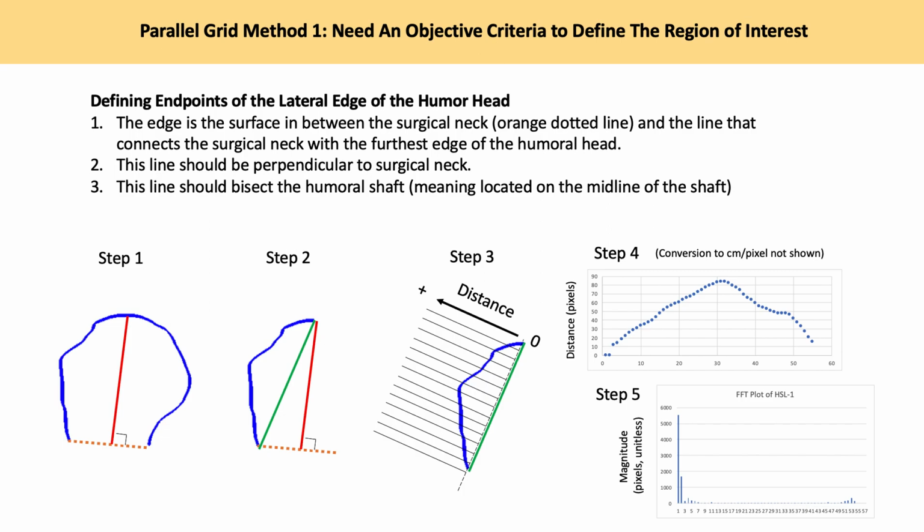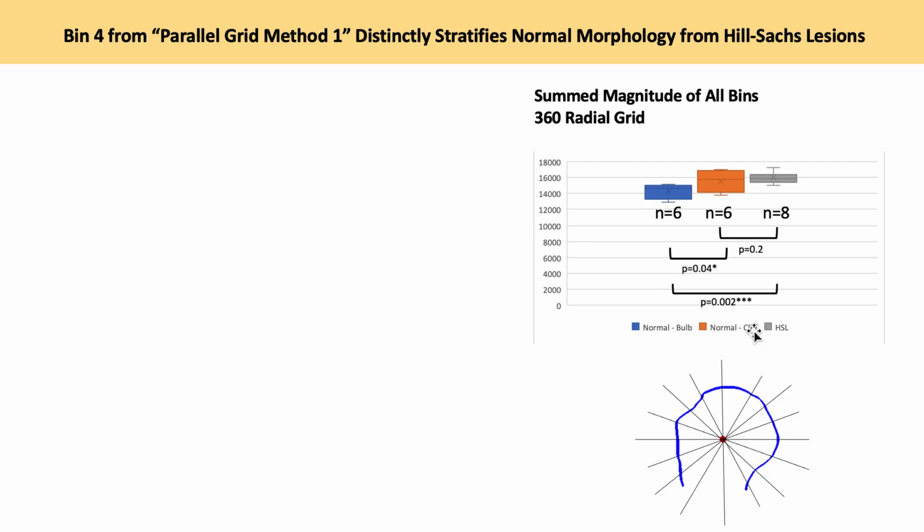Once we did this, we got very interesting results. First, let me remind you that previously, with the radial grid system, we had a very poor separation between the normal cliff morphology and Hill-Sachs lesions.